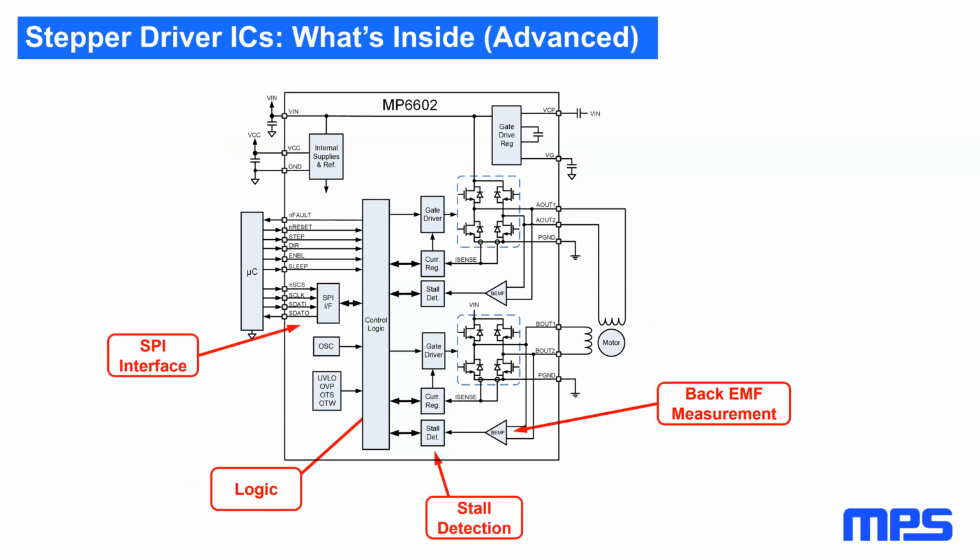More advanced stepper motor drivers may contain several additional features. The MP6602 shown here uses a SPI interface to access additional diagnostic and control functions. It can directly measure motor back EMF, which allows it to implement rotor stall detection. Very sophisticated stepper drivers may also include motion profile generators, which can be programmed to automatically ramp up the motor speed from 0, move some number of steps, and then slow back down to stationary with one command.